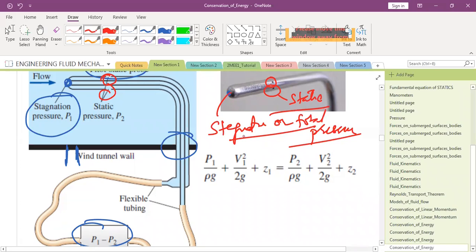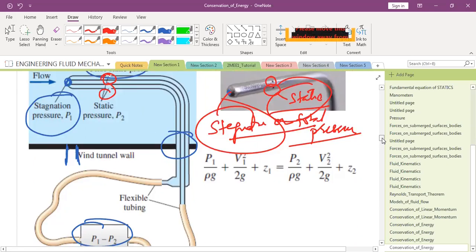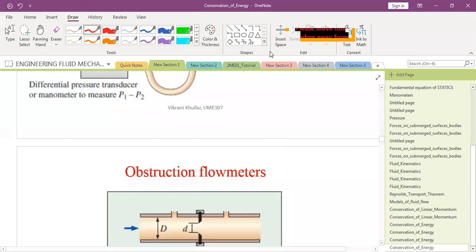Clear? And if you want to measure the difference between the two, that is, you want to find out what the dynamic head is, you take the difference of the two measured pressures, and you get this dynamic head. Any doubts to anyone? Any doubts?